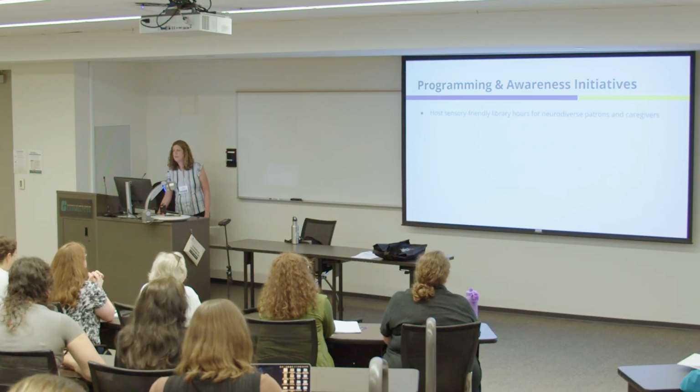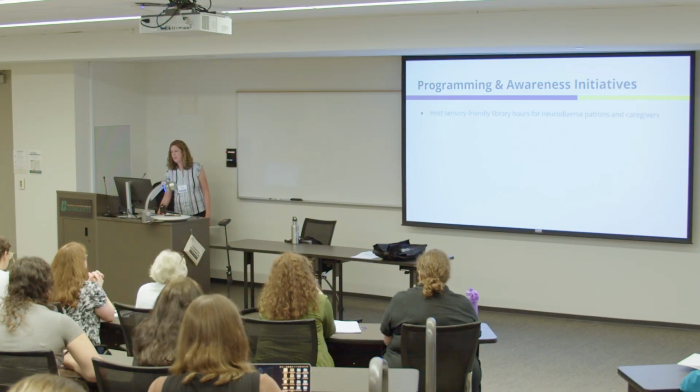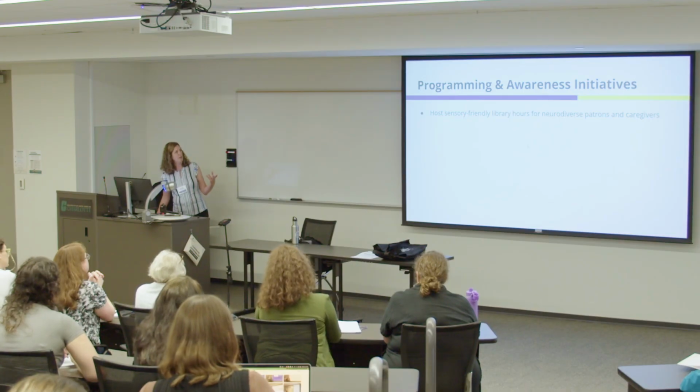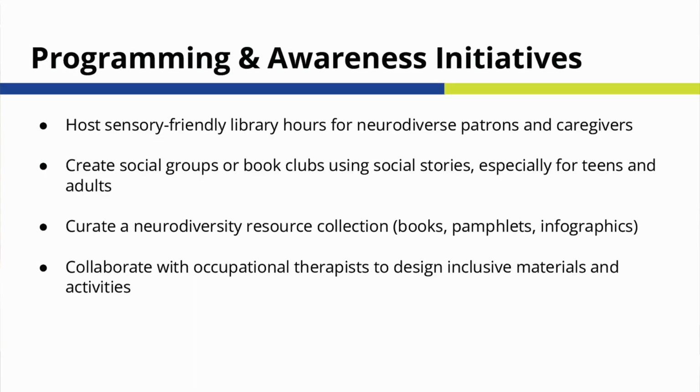And so, some initiatives. I know we're running low on time, so I'm talking fast. But these are some things you can think about: hosting sensory-friendly library hours like we talked about, creating a social group or book club, something to bring people together, and you can use social stories. Curating a neurodiversity resource collection. That can be books, pamphlets, infographics.